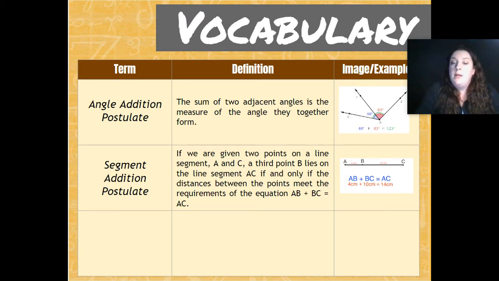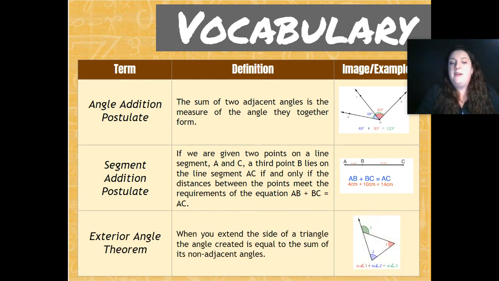If we're given 2 points on a line segment, A and C, and a third point B lies on the line segment AC if and only if the distance between the points meet the requirements of the equation AB plus BC equals AC, meaning that if you have a point in the middle of those 2 points, then A to B and then B to C, when added together, will equal A to C, which makes sense. You also have exterior angle theorems. When you extend the side of a triangle, that creates an angle.